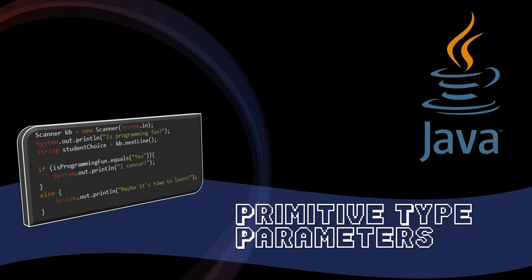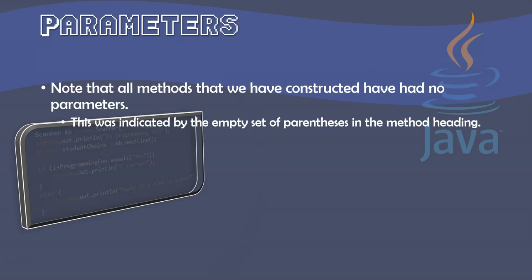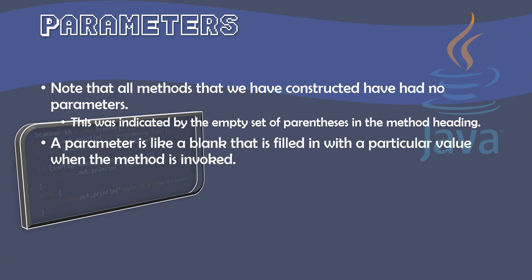And welcome back. As we continue looking at classes, let's look at how we can add primitive type parameters to our methods. As a review with parameters, you might note that with all our methods so far, they've been constructed with no parameters, which we've indicated by an empty set of parentheses in the method heading.